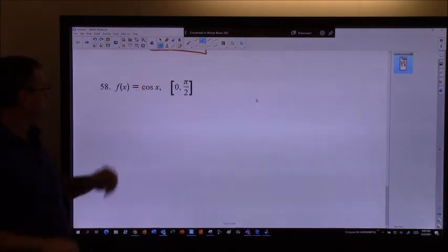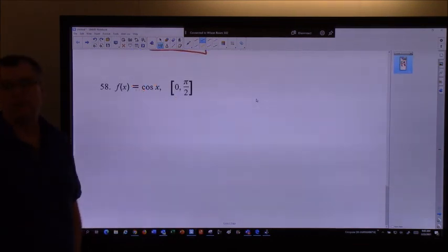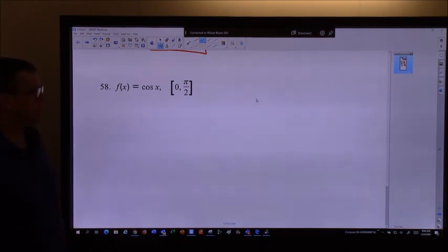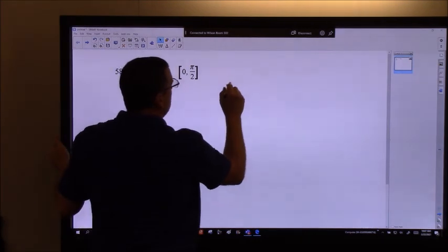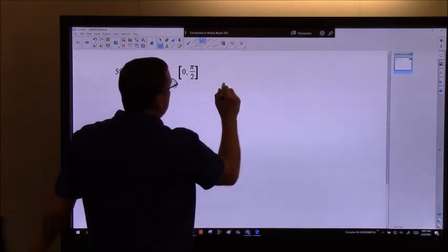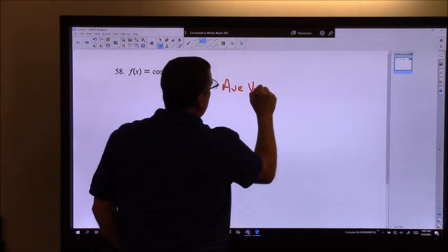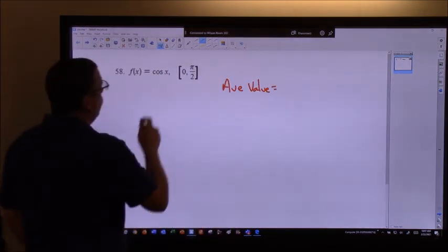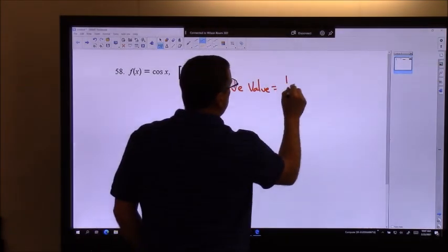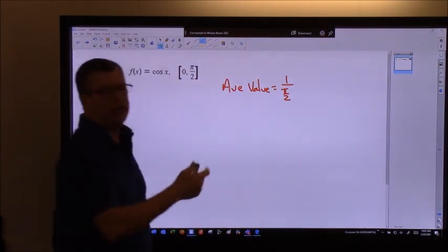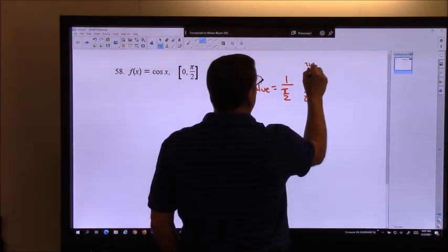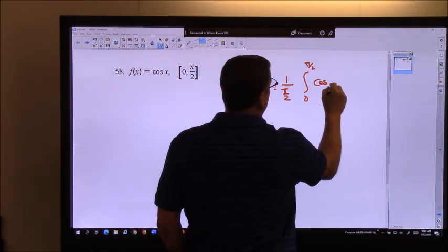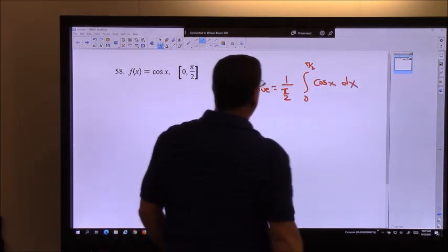All right, so let's go ahead and try this one. Same idea, we're just doing this with trig. All right, you guys give it a shot. All right, so the average value of this thing is going to equal 1 over b minus a. So that's 1 over pi over 2 minus 0, times the integral from 0 to pi over 2 of the cosine of x dx.